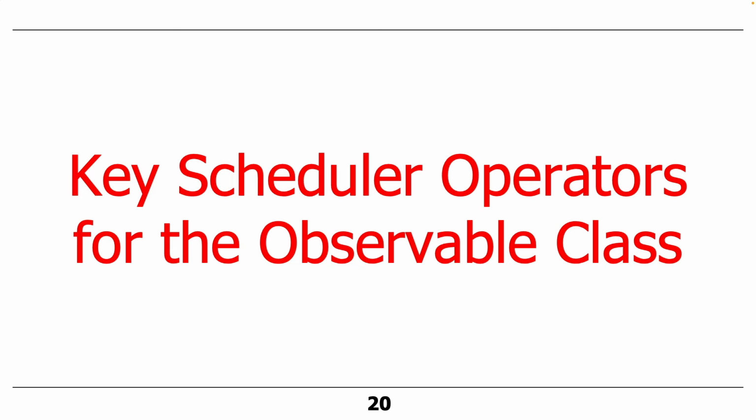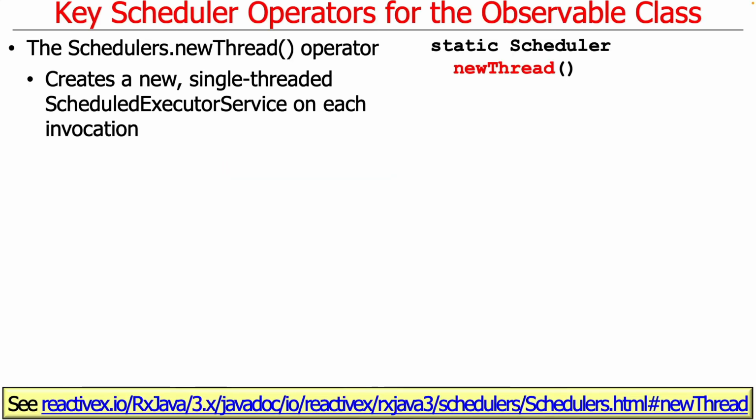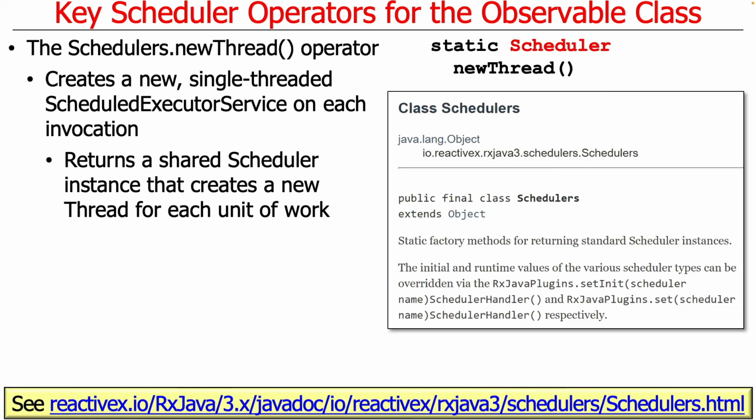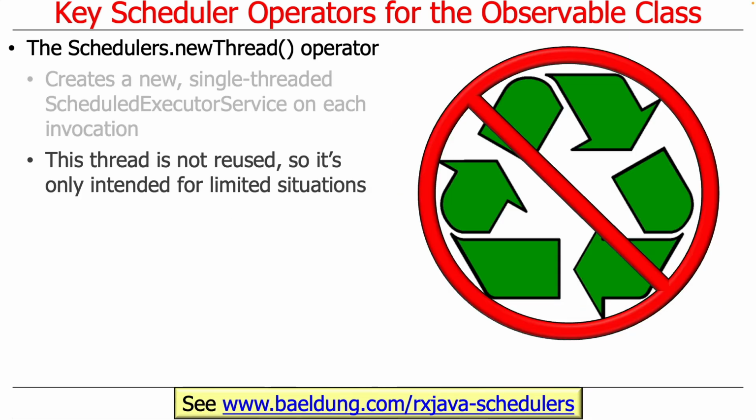Let's now talk about a scheduling operator that works with the Observable class. This is the Schedulers new thread operator, which is a factory method that creates a new single-threaded scheduled executor service each time it's invoked. So every time it's invoked, it's going to create a new instance. And it returns the scheduler that will create a new thread for every unit of work. So a new thread is spawned for each of the different times that new thread is called. This thread is not reused, so it's really sort of limited. It's only going to be used in the context of that particular chain of calls.